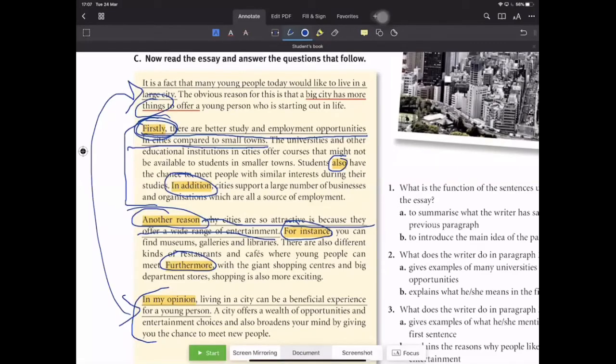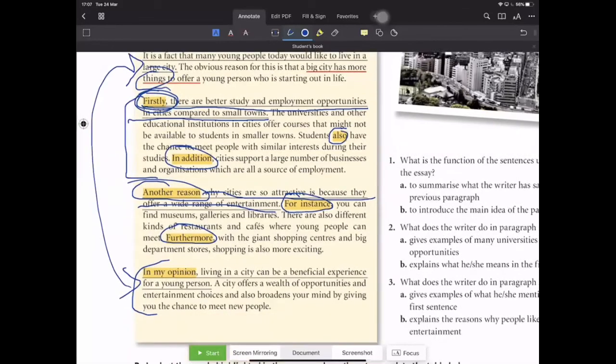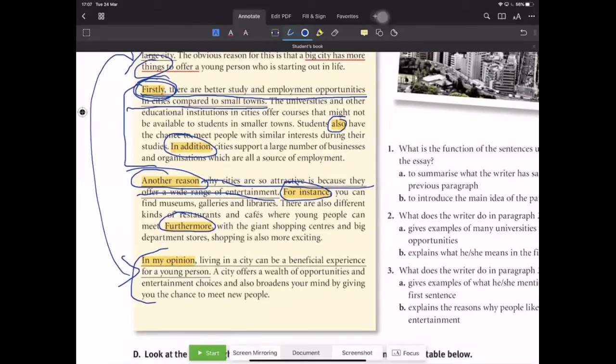In my opinion, living in a city can be a beneficial experience for a young person. A city offers a wealth of opportunities and entertainment choices and also broadens your mind by giving you the chance to meet new people. This is the conclusion, briefly, that you finish with.